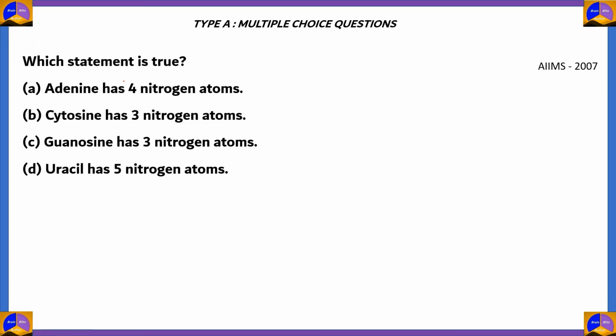Our final question. Which of these statements is true? Adenine has 4 nitrogen atoms, cytosine has 3 nitrogen atoms, guanosine has 3 nitrogen atoms, uracil has 5 nitrogen atoms. Let's look at each of our options. If you look at the structure of uracil, you count 2 nitrogen atoms. However, the question says uracil has 5, so option D is incorrect. What about option C? Guanosine has 3 nitrogen atoms. The structure of guanosine, when you count it, you find 5 nitrogen atoms, so option C is incorrect.